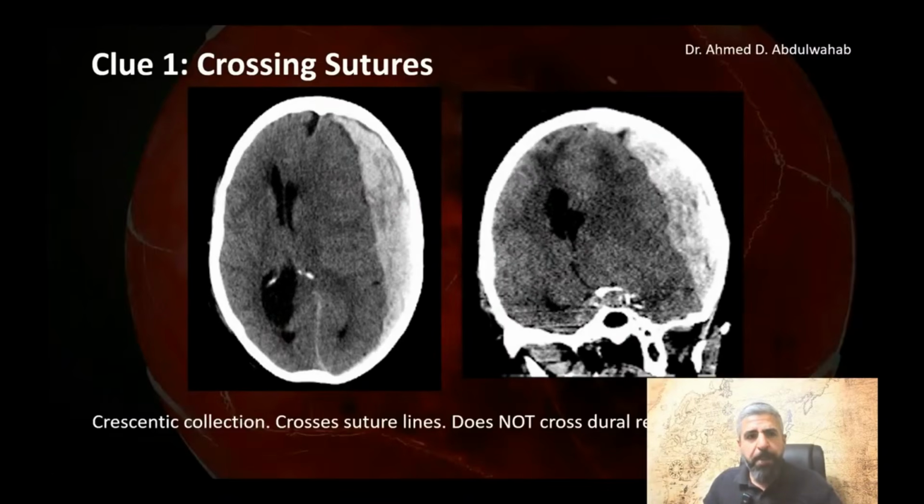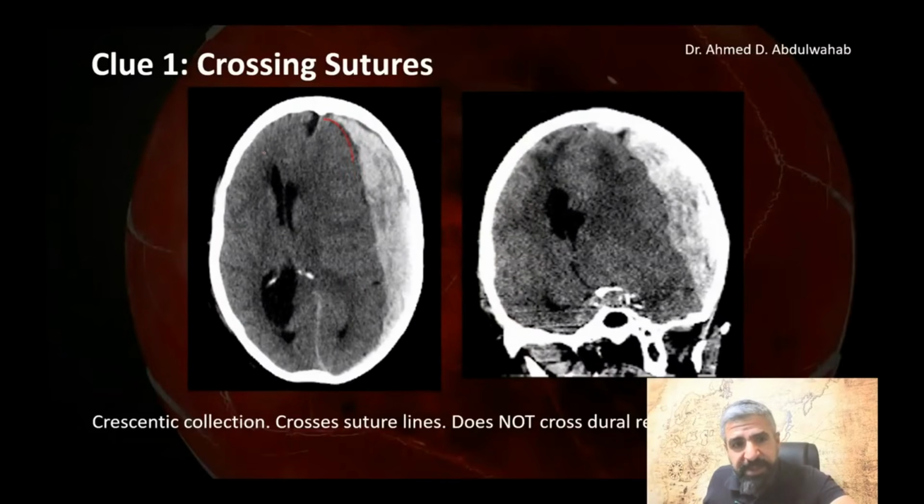So clue number 1 is crossing sutures. This blood is different from the previous case. It's crescent. It's spread freely because it's under the dura. It crosses sutures but stops at the falx. This is venous blood. It's low pressure but deadly mass effect over time.